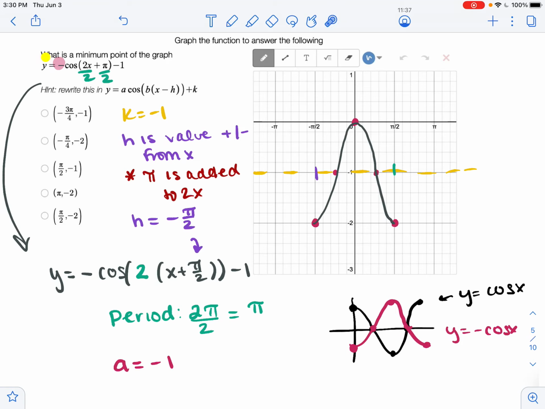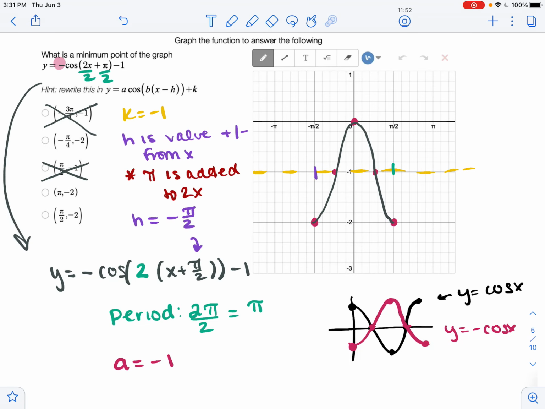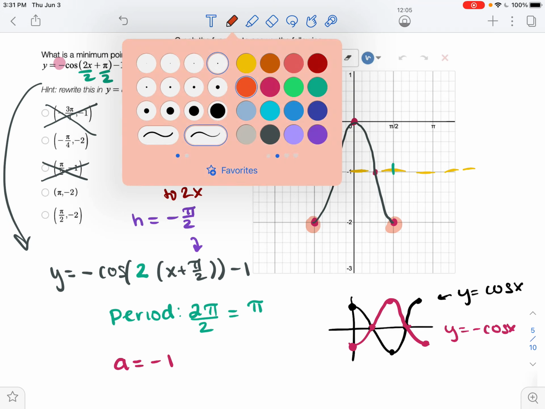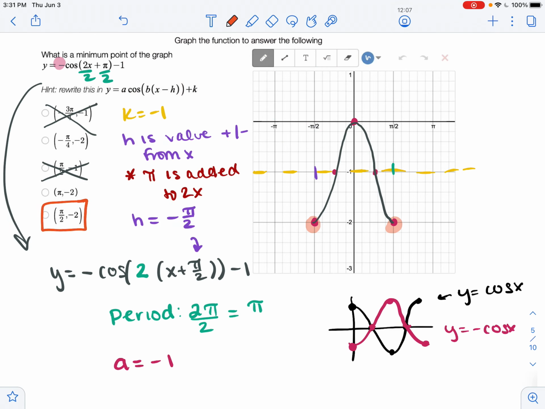And I'll look at my directions. My question is asking, what is a minimum point of this graph? So I see the minimum value will be negative 2. That allows me to disregard any point with a different negative value. And I can see that we actually do hit these 2 points that hold that minimum value. We have negative pi over 2, comma, negative 2, and we have positive pi over 2, comma, negative 2. So we see our answer, pi over 2, comma, negative 2.